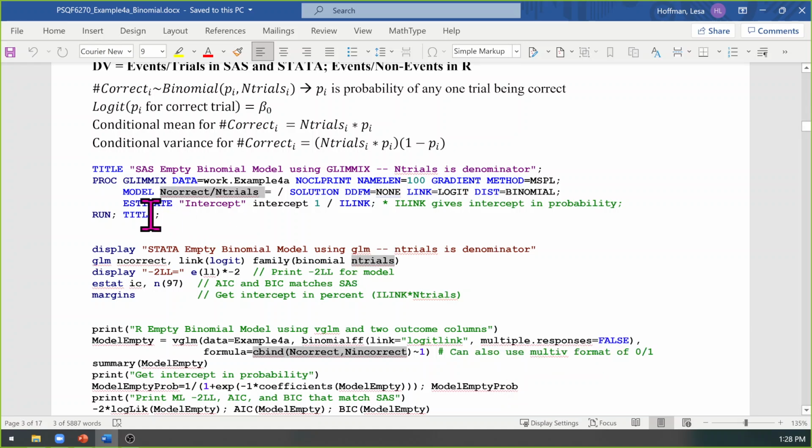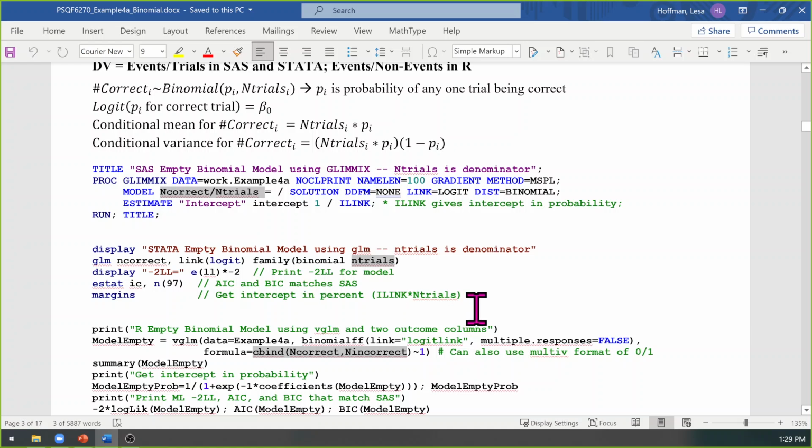So in SAS, after model, we normally put one outcome variable, and it's taking two. So number correct over number of trials is what's actually being predicted. That allows you to have different number of possible trials across participants. In Stata, we have GLM incorrect as the outcome, but then within this family option that tells it what kind of model, we have n trials here. So it serves the same purpose by acting as a denominator for the outcome to be predicted.